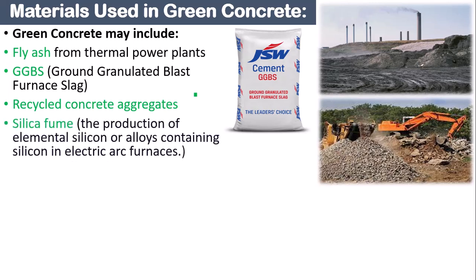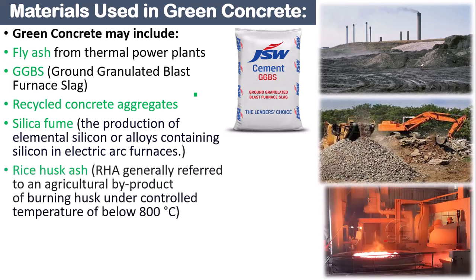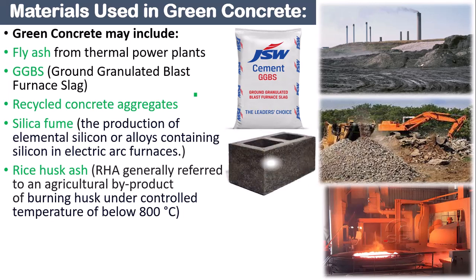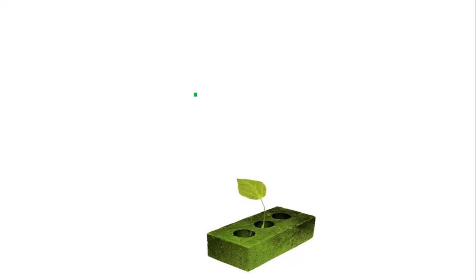The fourth one is silica fume, from the production of elemental silicon or alloys containing silicon in electric arc furnaces. The fifth green material is rice husk ash, RHA, an agricultural byproduct of burning husk under a controlled temperature of below 800 degrees centigrade. Rice husks are now being used for manufacturing of concrete blocks, and other materials could be quarry dust and waste glass powder.